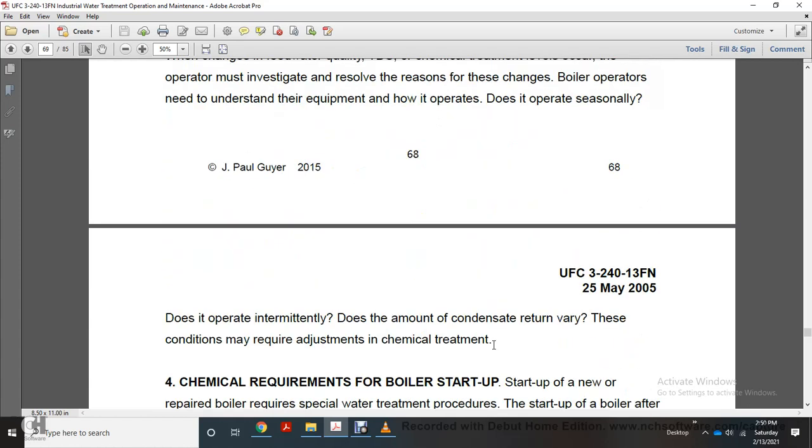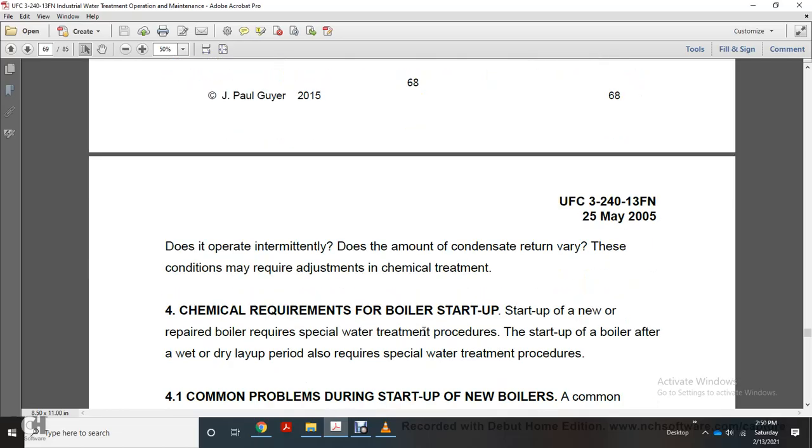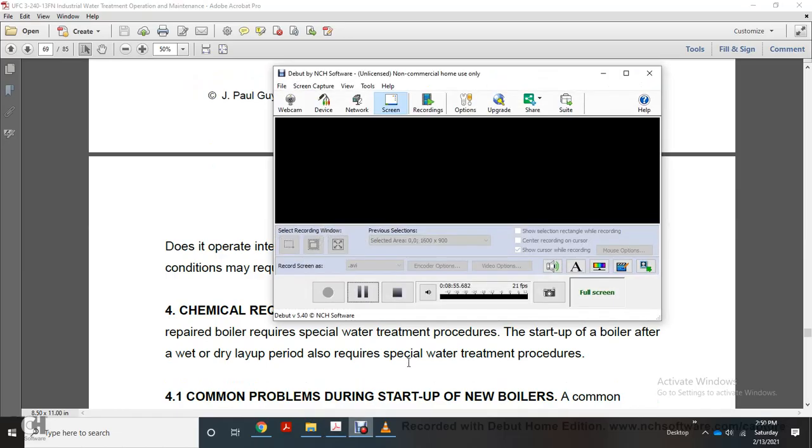Does it operate seasonally? Does it operate intermittently? Does the amount of condensate return change, requiring adjustment of the chemical treatment? Chapter 4: Chemical requirements for boiler startup and testing.